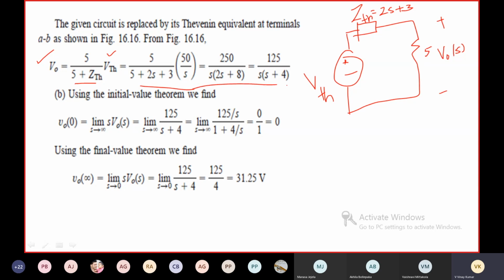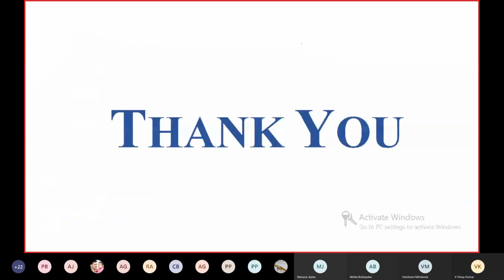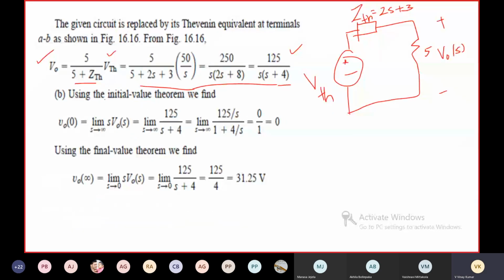Then finally you're going to get V naught as 125 by S into S plus 4. This is V naught of S. Now use the initial value theorem in order to find the initial value. Already you know the formula: V naught of 0 is equal to limit S tends to infinity of S times V naught of S. So limit S tends to infinity of 125 into S by S into S plus 4. Both cancel, and then you're going to get 125 by S plus 4.